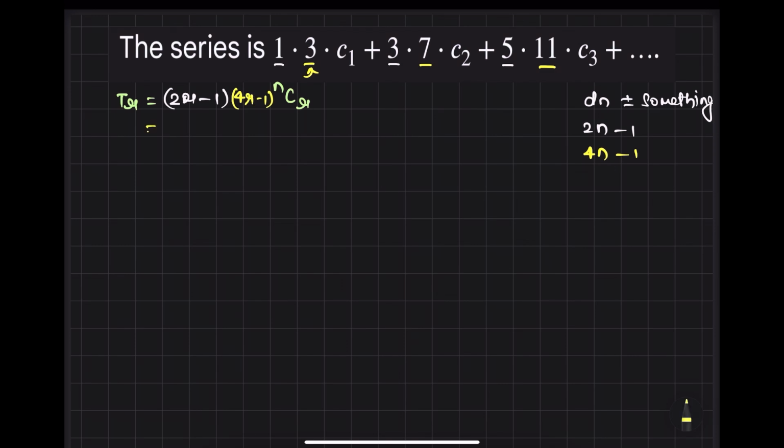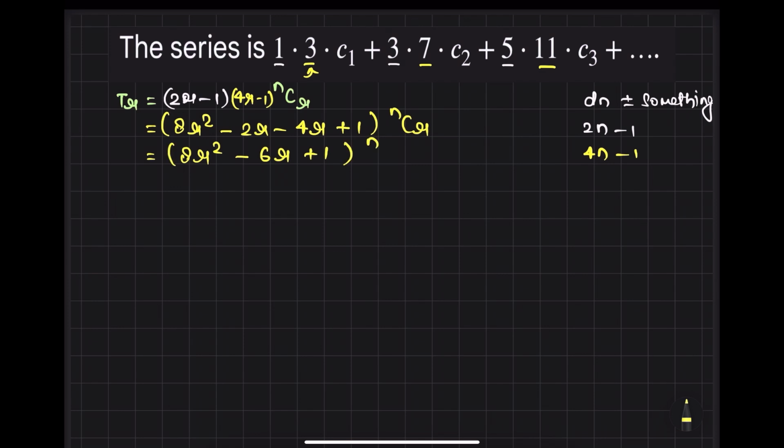Now look at this. Can I write this thing as (2r minus 1)(4r minus 1) nCr, which is 8r square minus 2r minus 4r plus 1, then nCr? Also you can write it as 8r square minus 6r plus 1, nCr. Now you are good to go with the summation property.